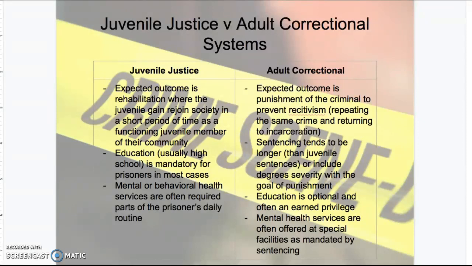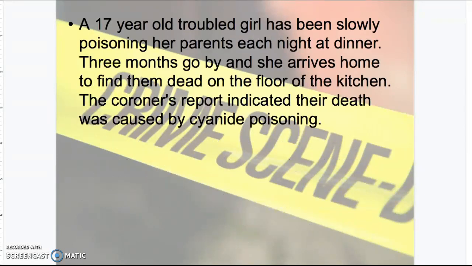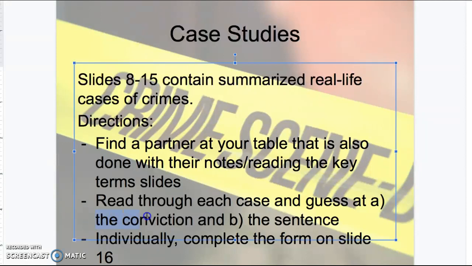After you've got the key terms and the differences down, I'd like you to read through slides 8 through 15, which give case studies. So for example, here's a crime that was actually committed. Read through the crime, and then with a partner who's also finished going through their key terms, decide what you think the conviction should be for that crime, and what you think the sentence should be for that crime.